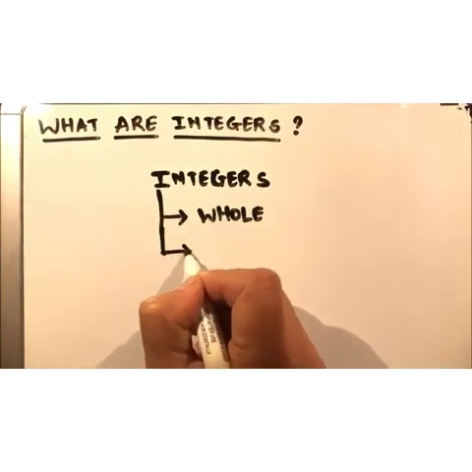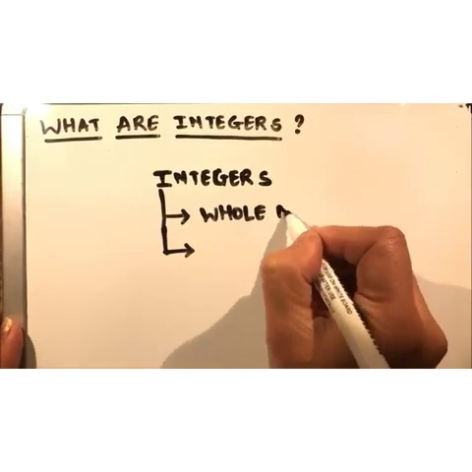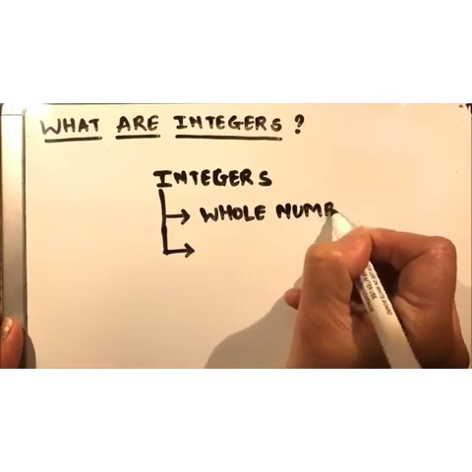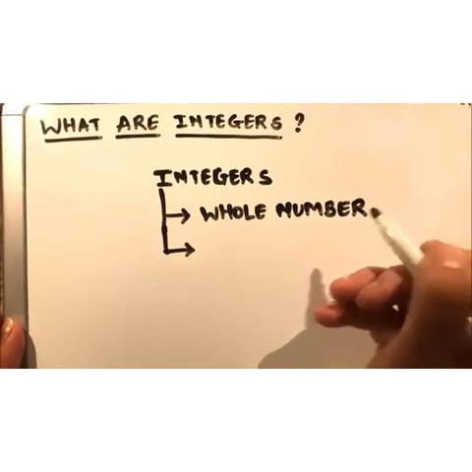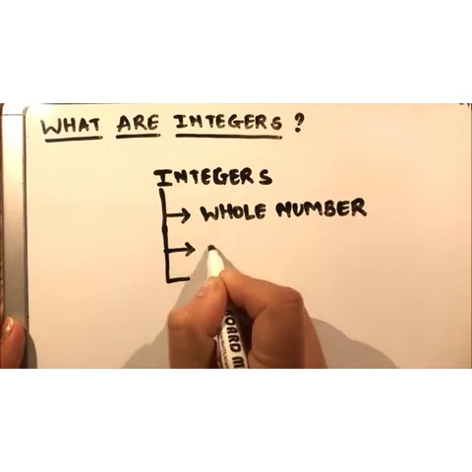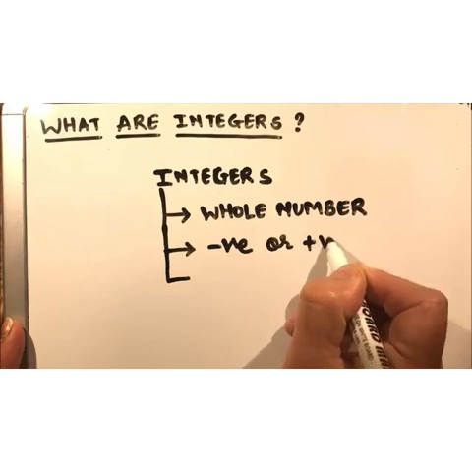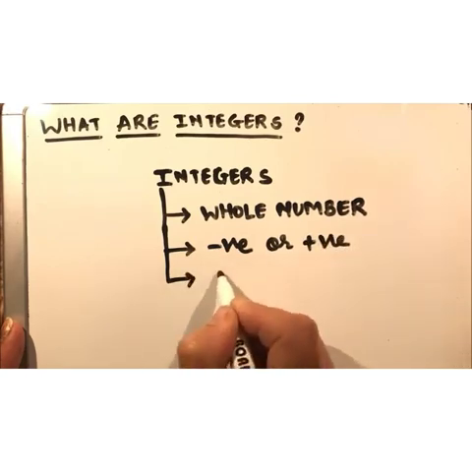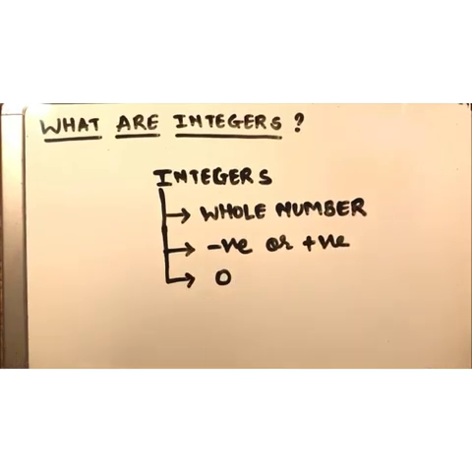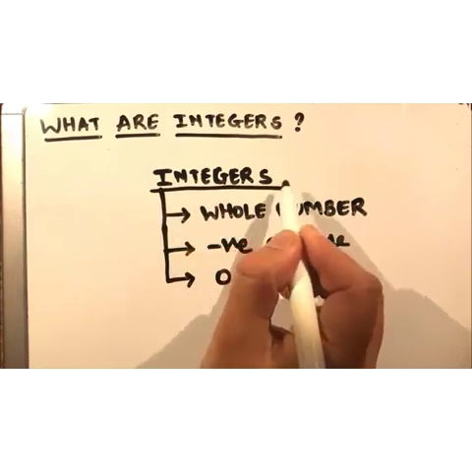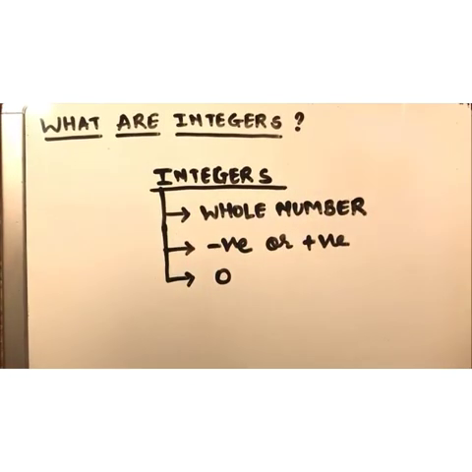So this attribute of integer is whole number. The quantity should be a whole number. Secondly, it can be positive or negative. Or thirdly, it can be zero. So zero comes under the category of integers. Because people get confused whether minus 2.3 is an integer or not. So it is not an integer.